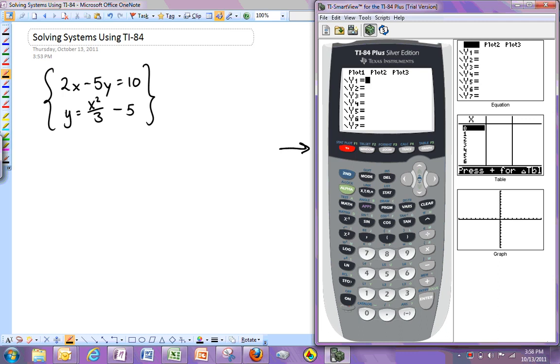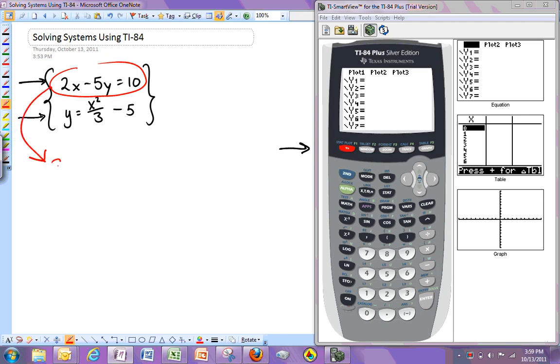So if you look over at our two equations, the first one, we're going to have to rearrange that one. The second one is already in good shape because it's already Y equals. So let's take the first one and we'll figure out a better way of writing that. So I'm going to rewrite this down here. 2x minus 5y equals 10.